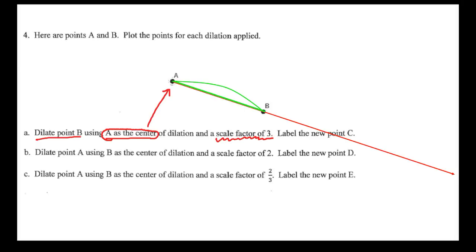Okay, so here's 1, 2, 3. So original distance was 1 unit, scale factor is 3, so I'm going to triple it, and I end up with C prime.